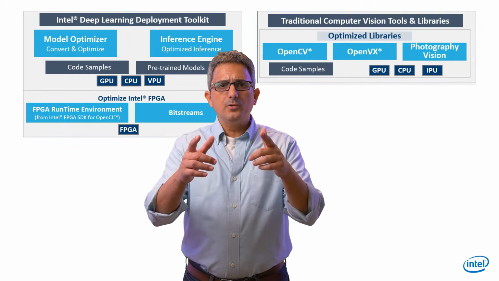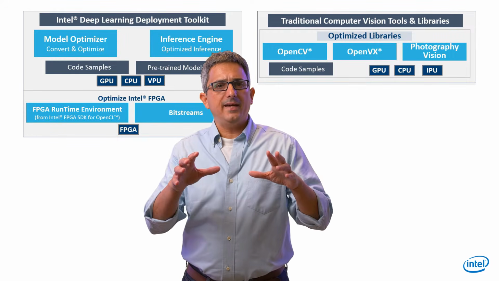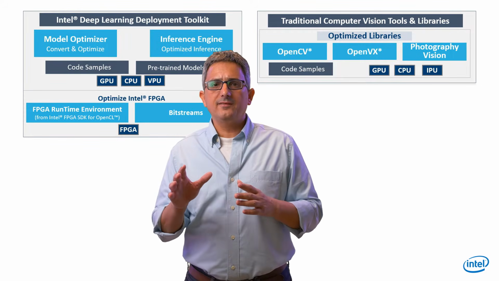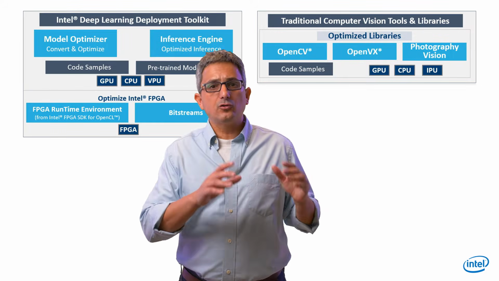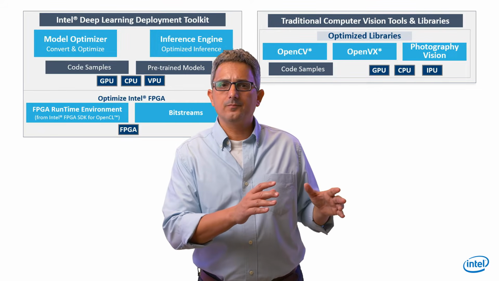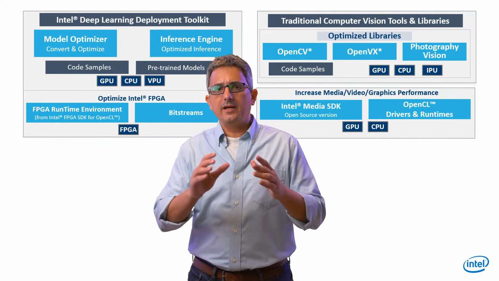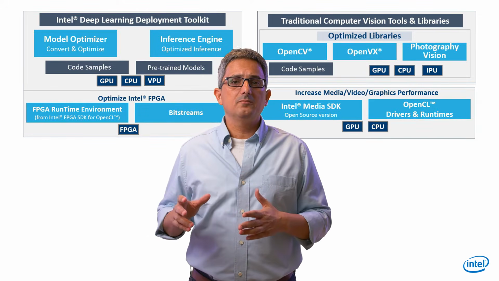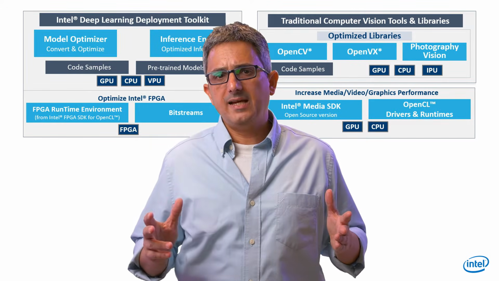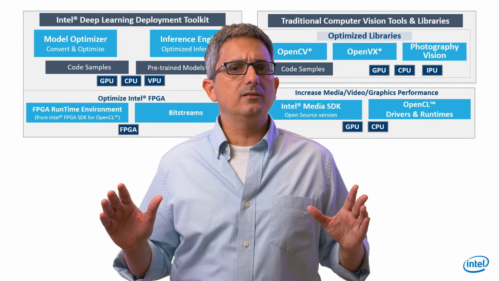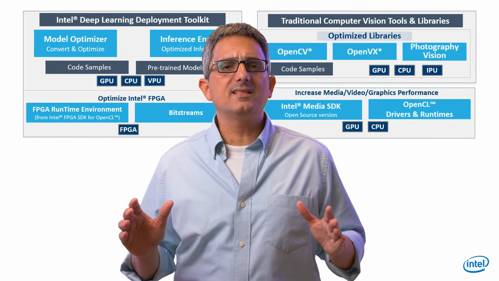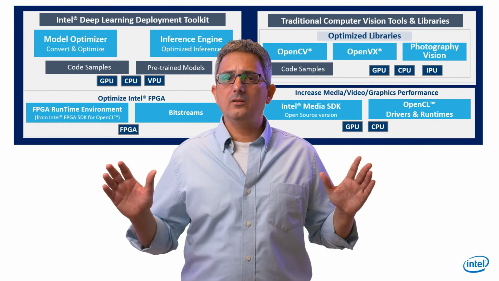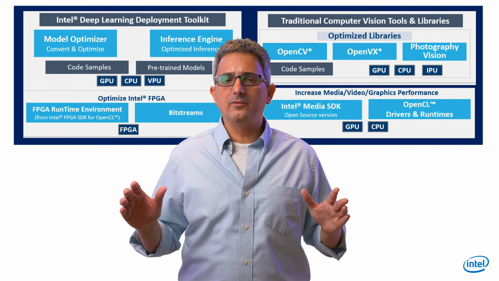For traditional computer vision, you can find in the package the latest and most optimized OpenCV, Intel runtime for OpenVX, and a photography vision library. If you need to accelerate encode, decode, or image processing, Intel Media SDK is also part of the package. And also all the required software stack for OpenCL execution and GPU programming. This is all in the package of OpenVINO.